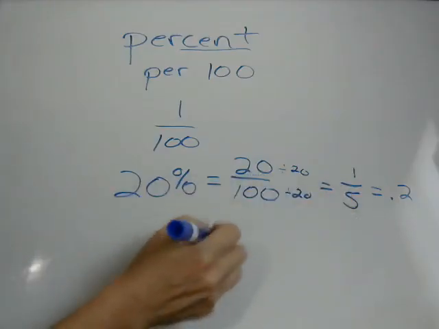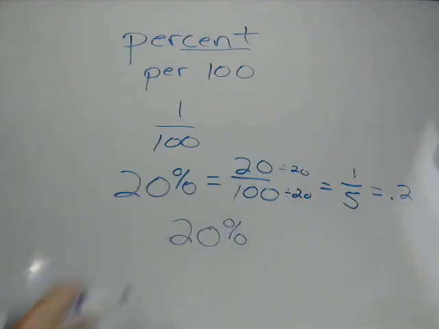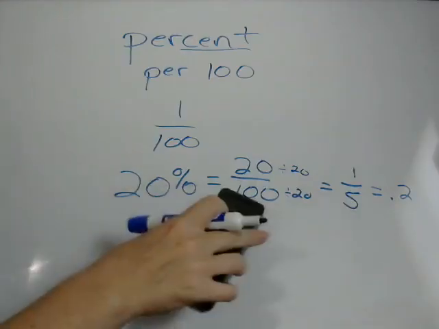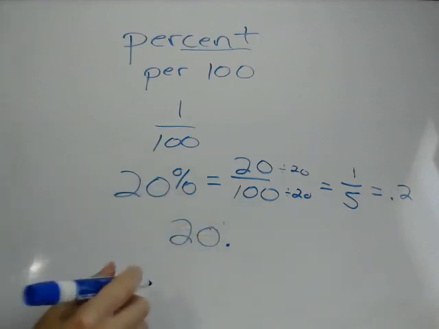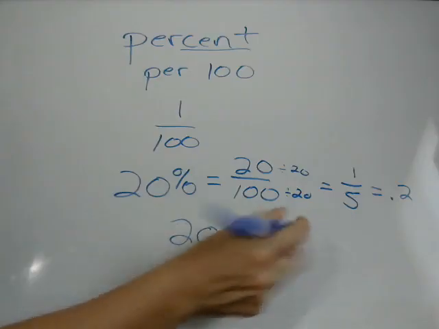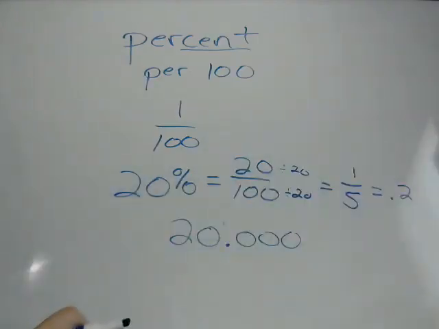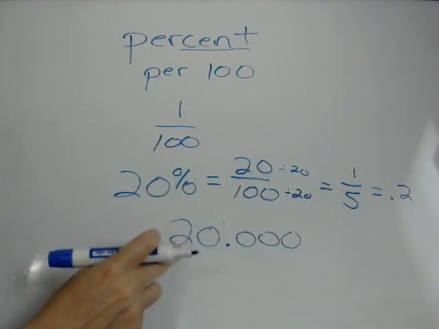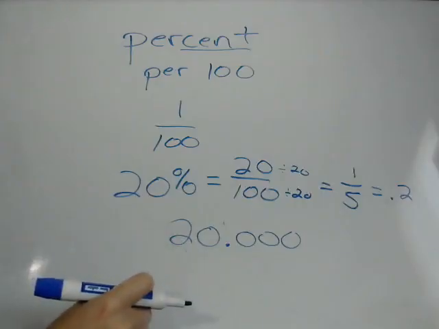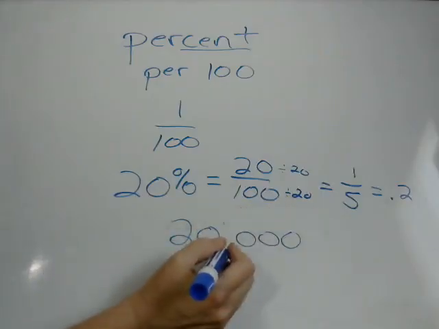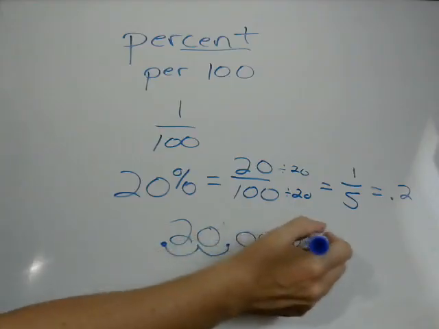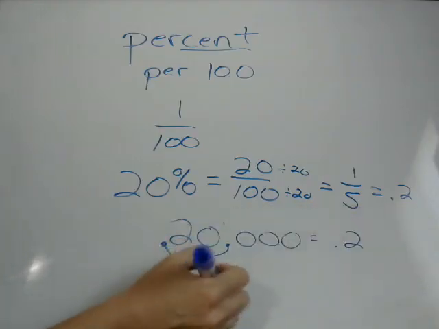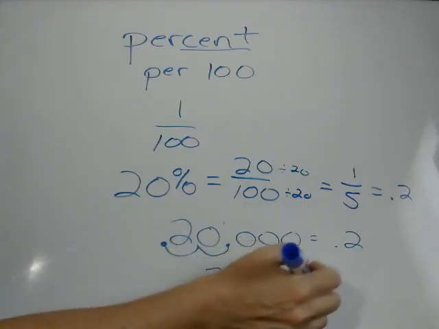So 20%, we just look at the number of that. So we just look at 20. 20 is really, the decimal point is there because really it's 20 with 0.000 onto infinity. To make 20% into a decimal, you just move the decimal point to the left 2 places. 1, 2. So now we have 0.2. So 20% equals 0.2.